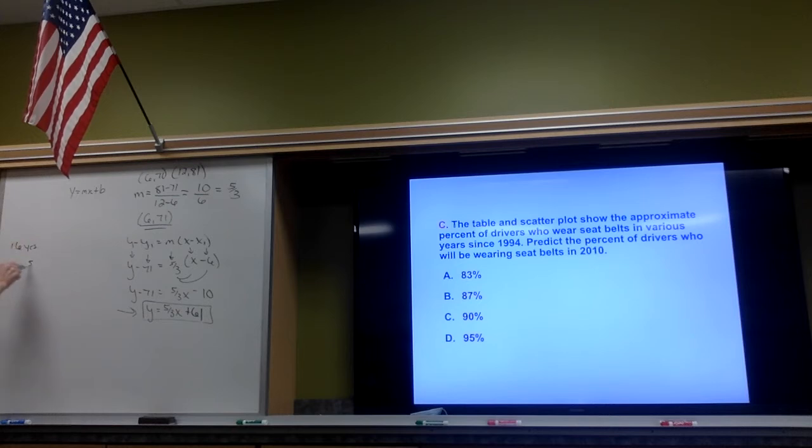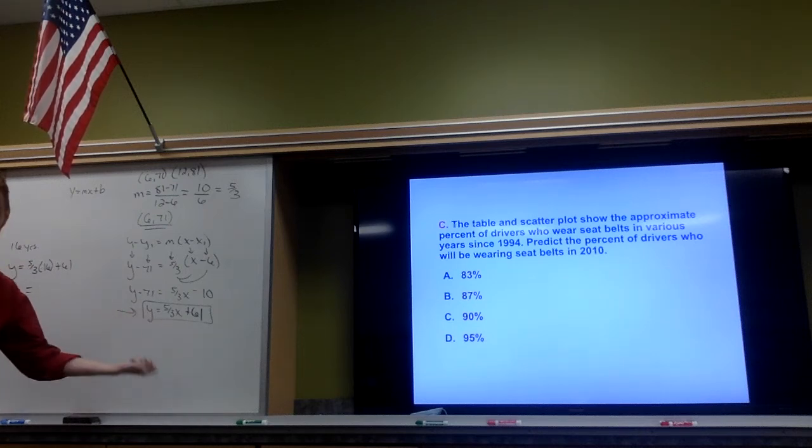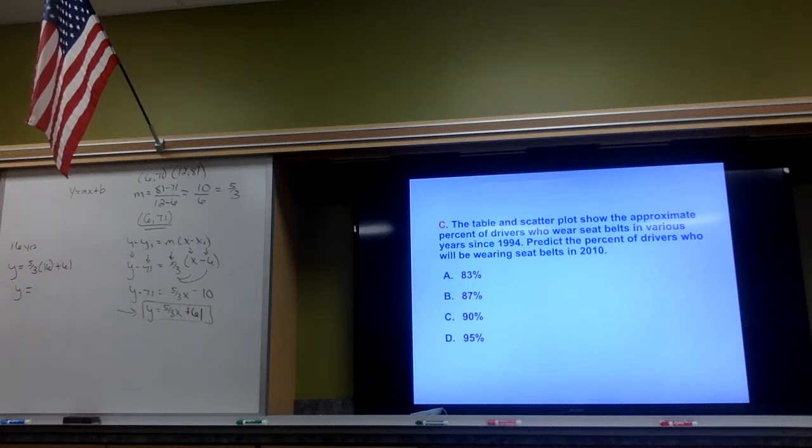So y equals 5/3 times 16 plus 61. I probably should put roughly, because it's exact here, but technically, because this is a prediction equation, it's not exact, but if you want to, you can say that. So we should get 87%. And I guess it is kind of roughly, since this is a fraction that we're dealing with. And that would be option B. 87% of drivers should be wearing seatbelts in 2010.